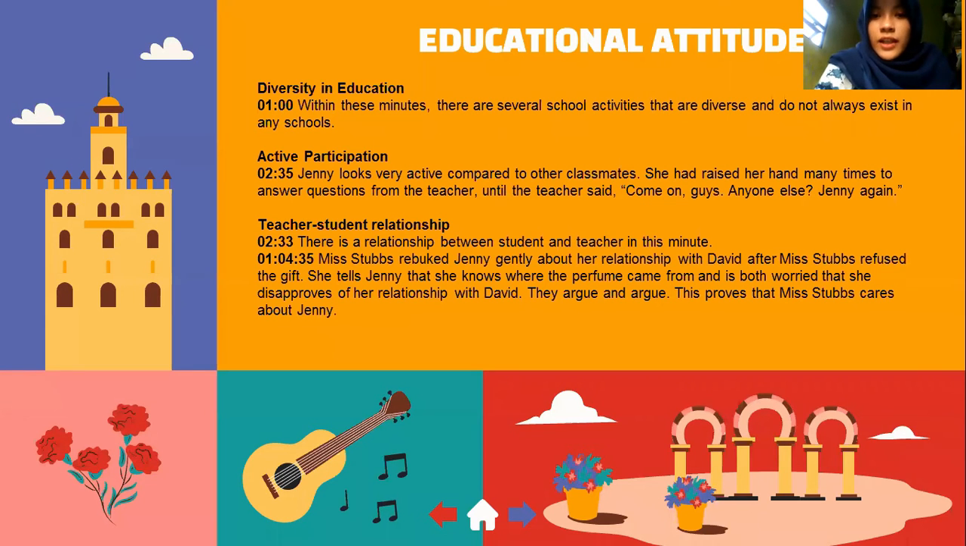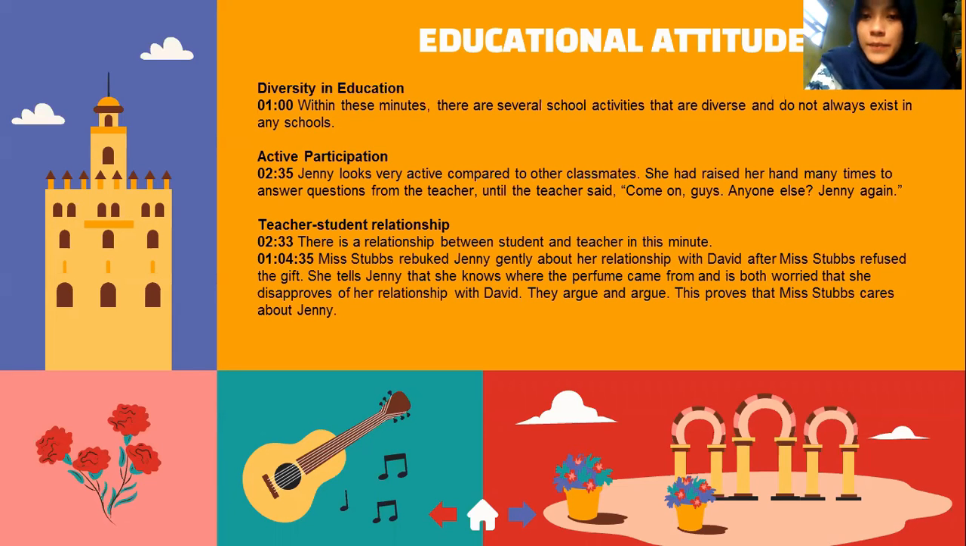And then educational attitudes, diversity of education. There are several school activities that are diverse and do not always exist in any school. And the school is allowed to have a special curriculum or learning strategies that are different from usual general schools. It proves that America does not have a standard curriculum, so there are diverse ways to achieve educational goals. And then active participation. Jenny shows active participation in her class because she liked to raise her hand and she liked to answer the teacher's questions.